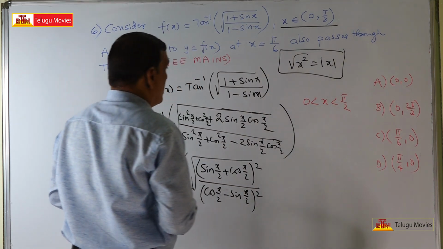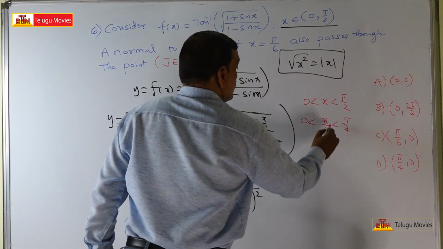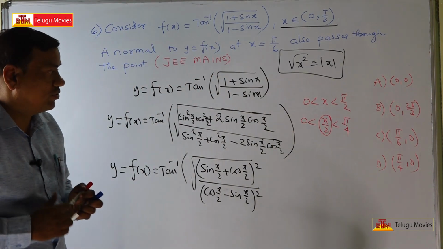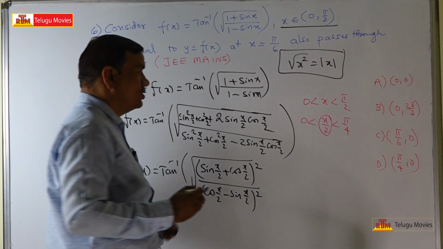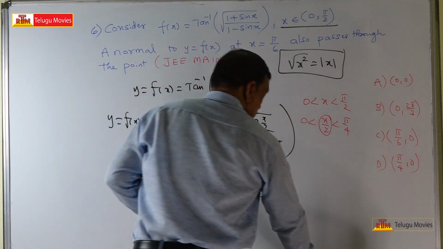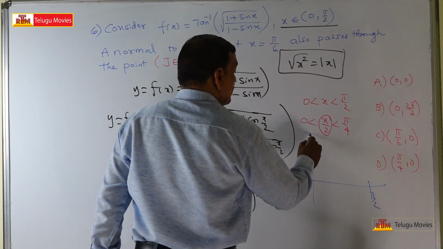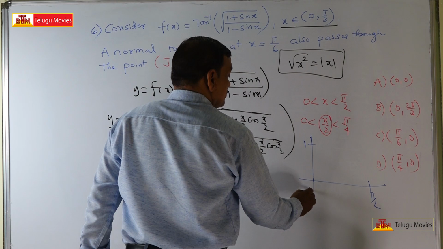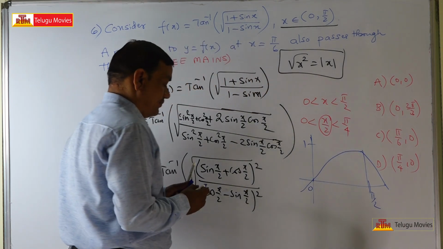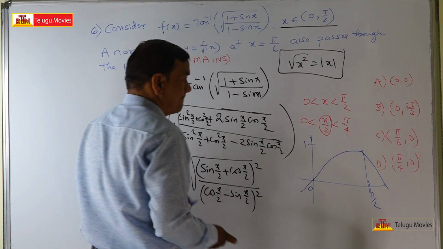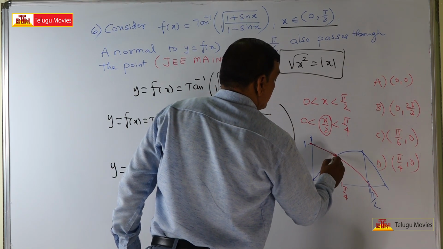So if you observe, 0 less than x by 2 less than pi by 4, so your x by 2 value lies between 0 and pi by 4. Let us look at the graphs of sin x by 2 and cos x by 2 between 0 and pi by 4. Drawing the graphs: this is pi by 2, this is 1, this is 0. Sin 0 is 0, so this is the sin x graph. Cos 0 is 1, and this is pi by 4.